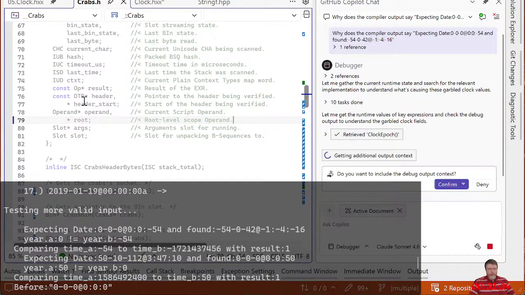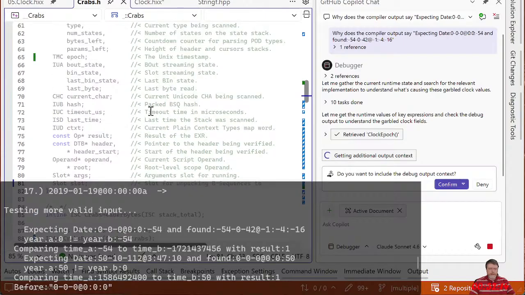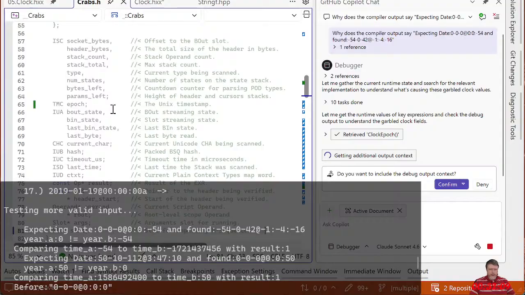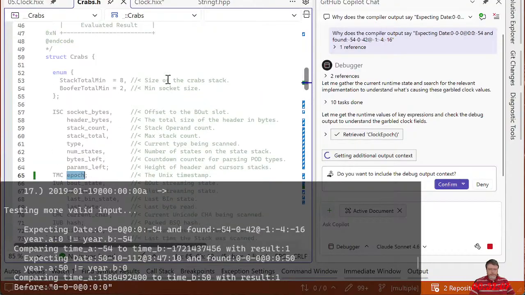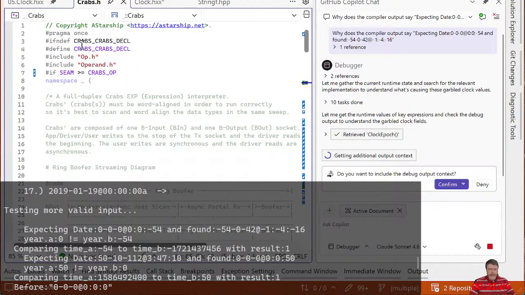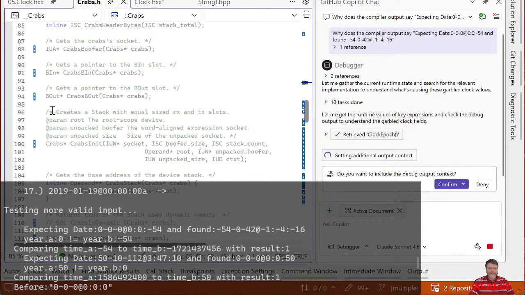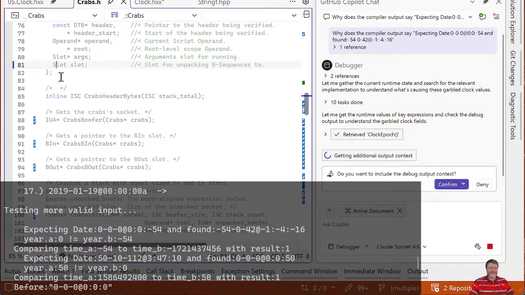I don't know why we have pointers here operating. Okay, yeah, so there's a bunch of contiguous slots, and then I'm going to select one of the slots. Slot for unpacking the B sequence too. Okay, so we got one super hot slot here. And slots can go in and out of the system. They're like a ring buffer, essentially. So let us say the standard crabs.